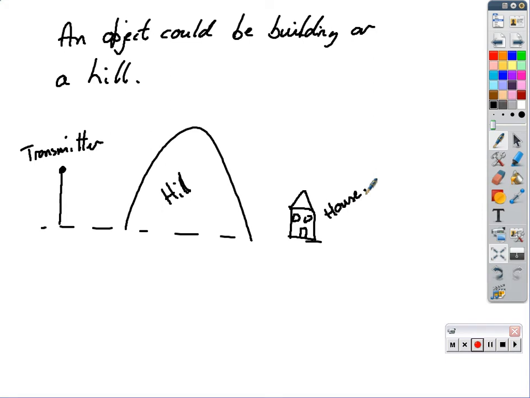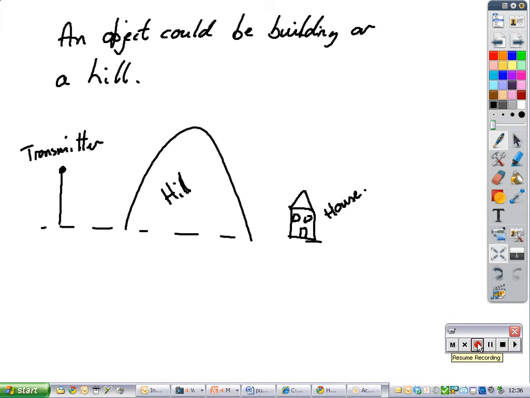TV waves and radio waves. Radio waves have a longer wavelength than the TV waves. TV waves have a higher frequency than the radio waves. Higher frequency means shorter wavelength.